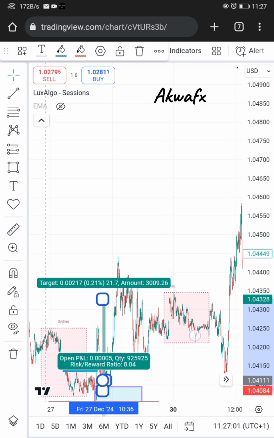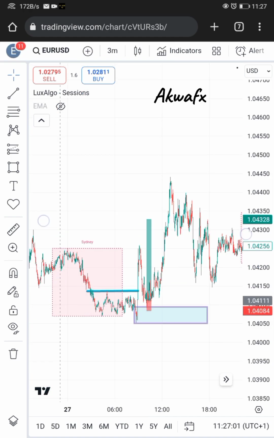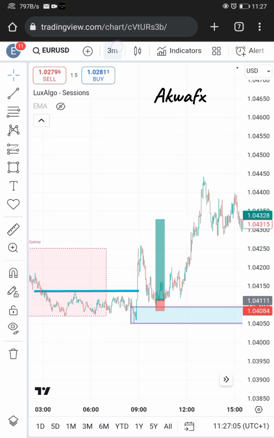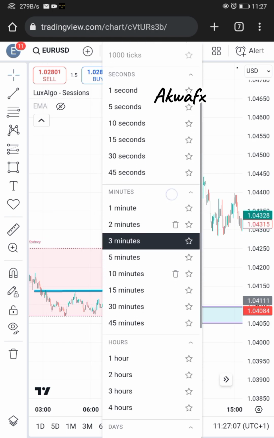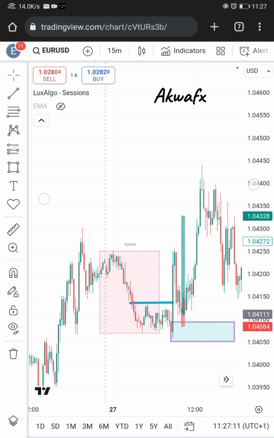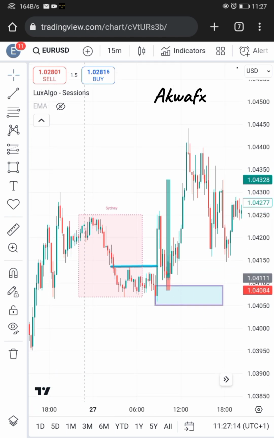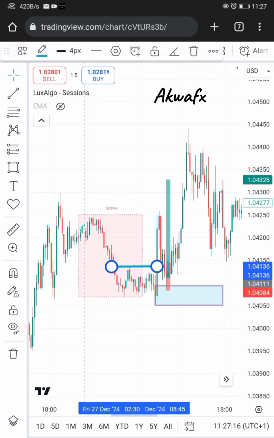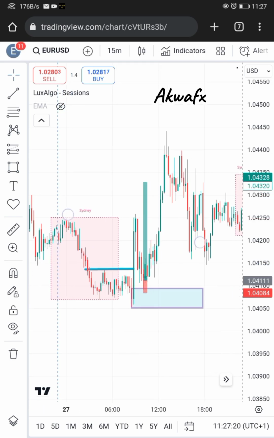So let's recap on this strategy. Let's recap on this very one. Like I said, first you have to go to your M15. So on your M15, you plug in your Asia indicator, which is this one. I'm doing this all for free. This is the red box.